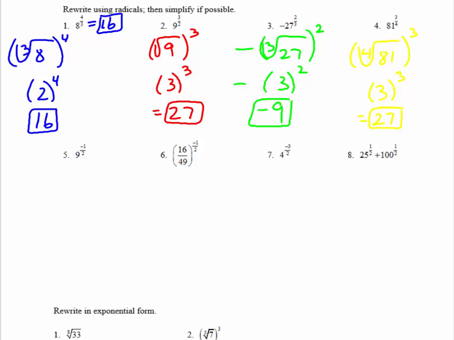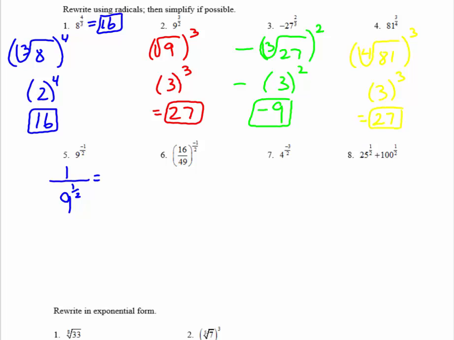Now let's look at number 5. 9 to the negative 1/2. Negative exponents, we learned about these earlier. They do not make things negative. They move things. So 9 to the negative 1/2 needs to go to the bottom into the denominator, and we get 1 over 9 to the positive 1/2.